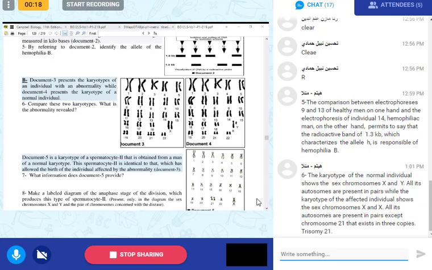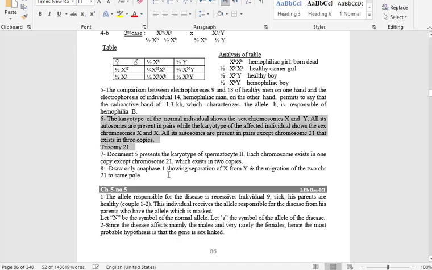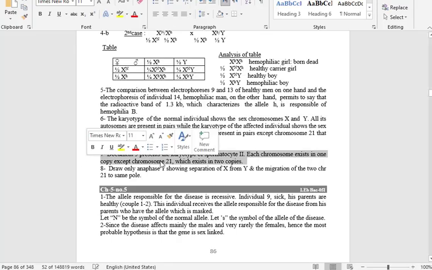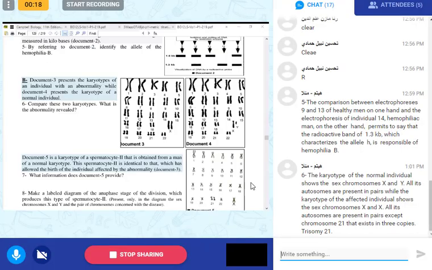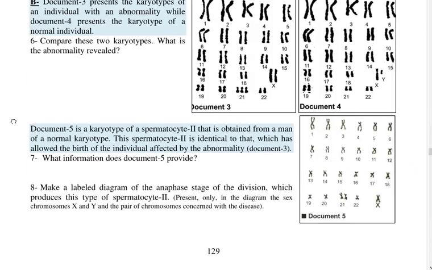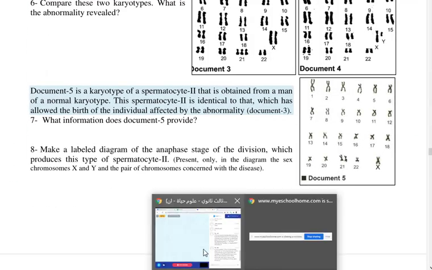Document 5 is a karyotype of spermatocyte 2 that is obtained from a man of a normal karyotype. This spermatocyte 2 is identical to that which has allowed the birth of the individual affected by the abnormality in document 3. Question 7: What information does document 5 provide? What do you see in document 5? I have a karyotype of the spermatocyte, with the pair 21 and the 2 chromosomes.